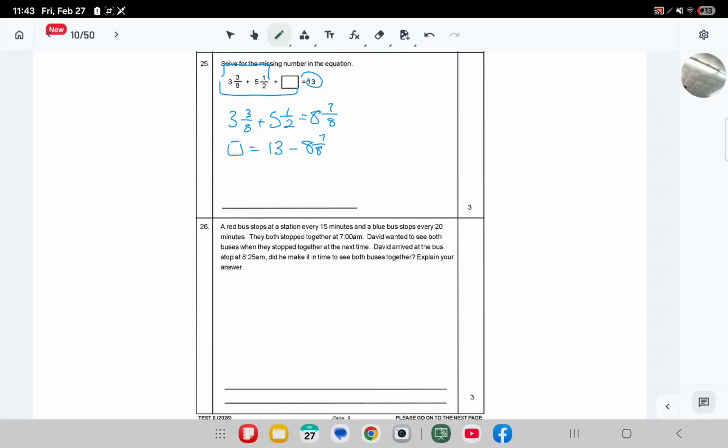Alright, so what we could do here, we could take 1 from the 13, that will leave us with 12, and form a fraction, which is 8 over 8. Take away 8 and 7/8. 12 take away 8 is 4, 8 take away 7 is 1. So we have 4 and 1/8.